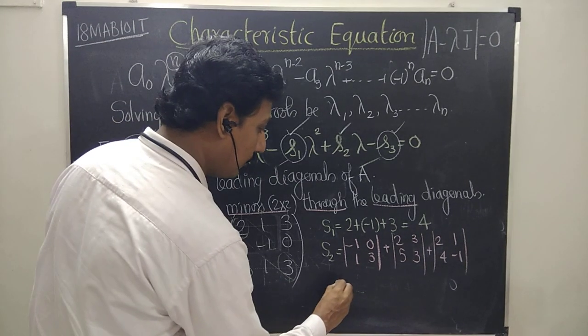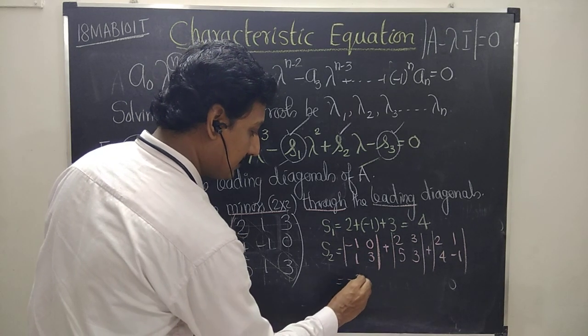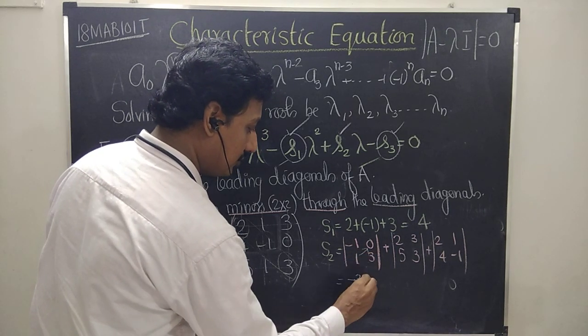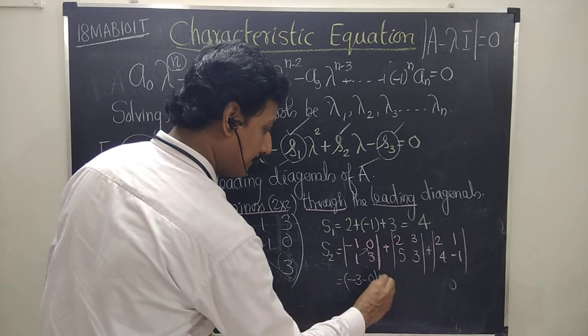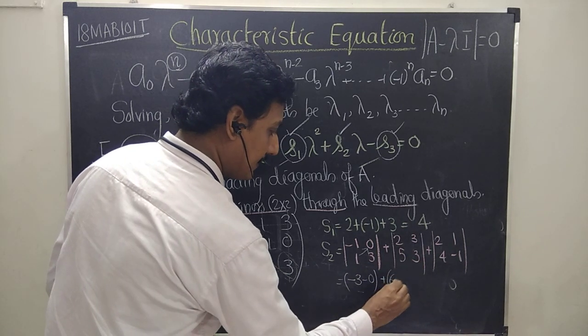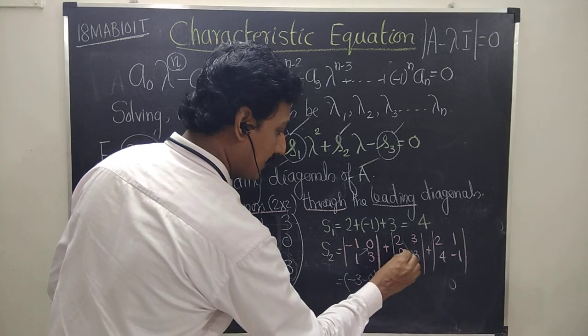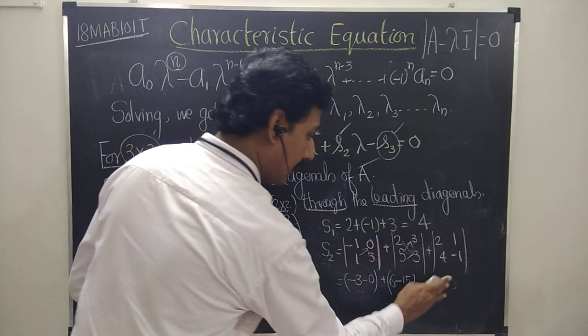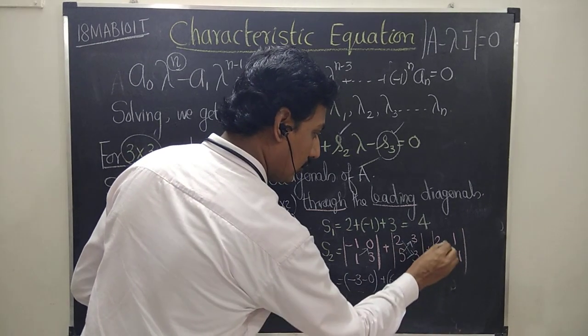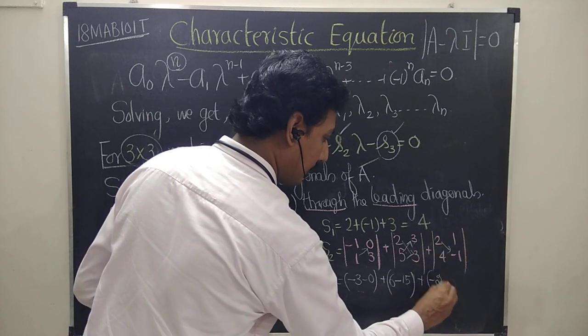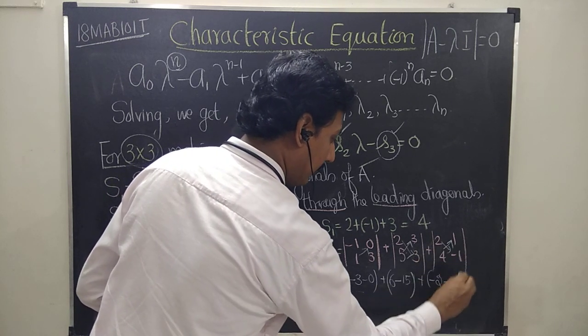Let us find out this value. Minus 1 into 3 is minus 3. What about this one? 1 into 0 is 0, so minus 0. Plus, 2 3s are 6, minus 5 3s are 15. And plus 2 into minus 1 is minus 2, minus 4 into 1 is 4.